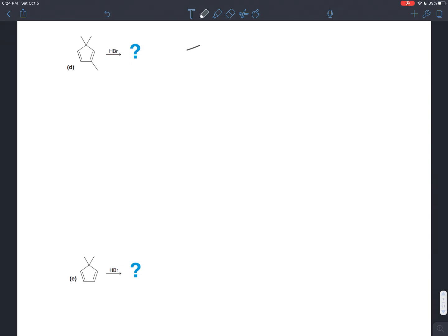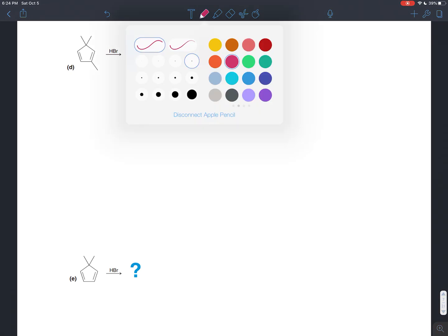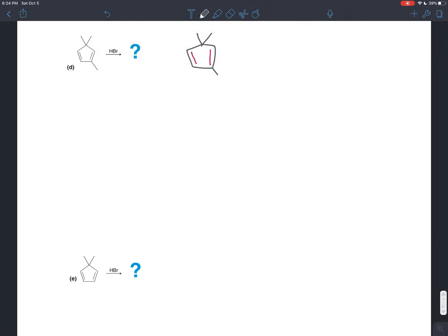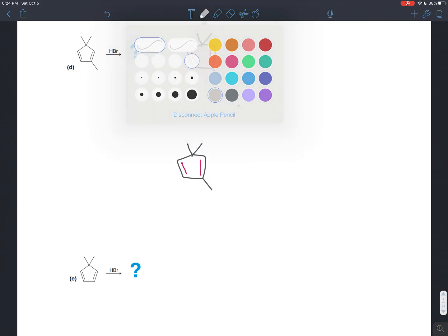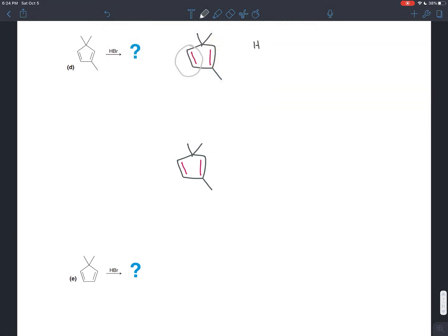So in these cases, the two pi bonds in the diene each could act as a nucleophile. Now, this molecule is not symmetrical, and so we have to think about two cases. We have to think about one case in which the pi bond on the left is the one that attacks the slightly positive hydrogen.